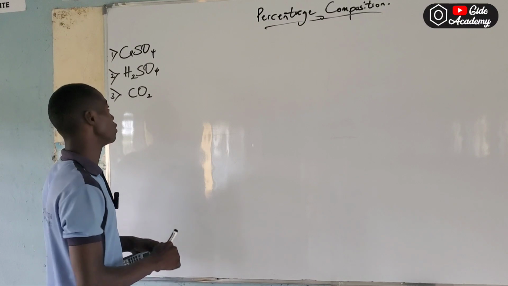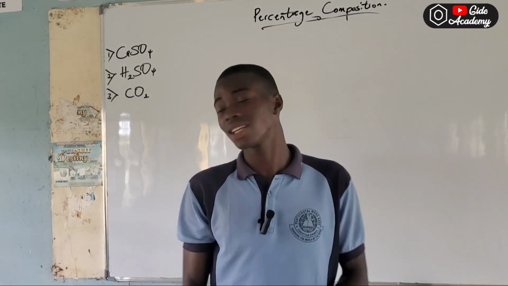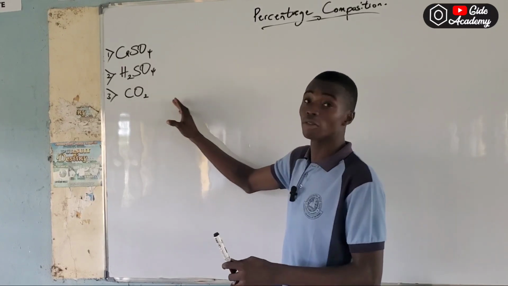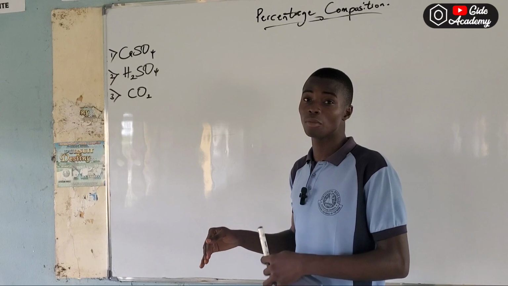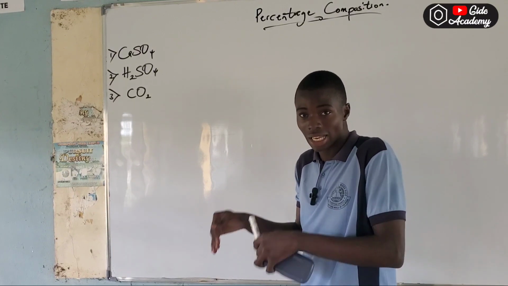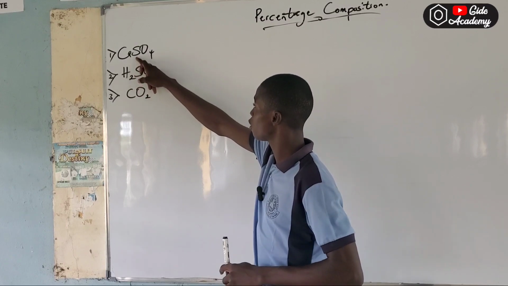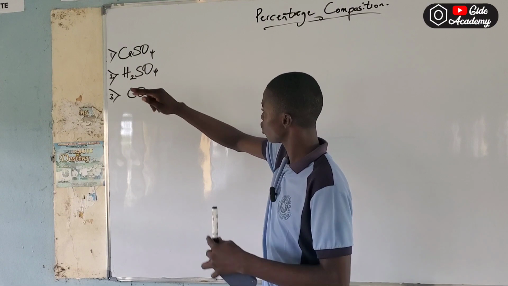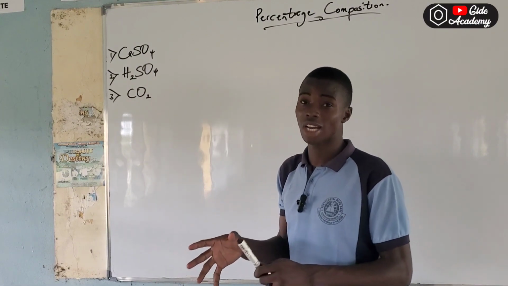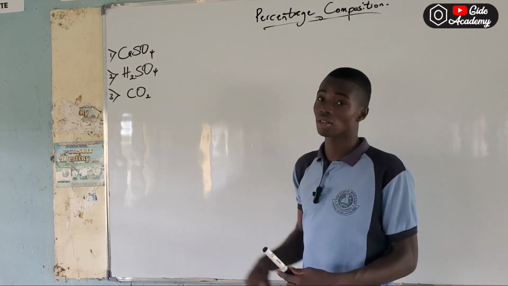So if you have something like this, the first thing you have to take note of, please make sure you know the formula mass of the compound. Before you can get the formula mass, that means you're already familiar with the atomic mass of that element. So what is the atomic mass of calcium, sulfur, oxygen, hydrogen, and carbon? These things you are expected to know before you can attempt questions like this.